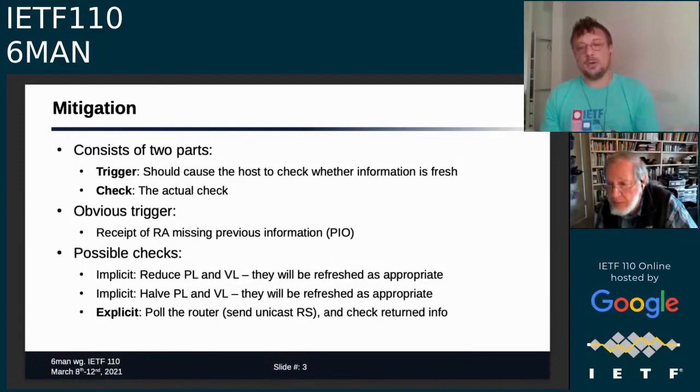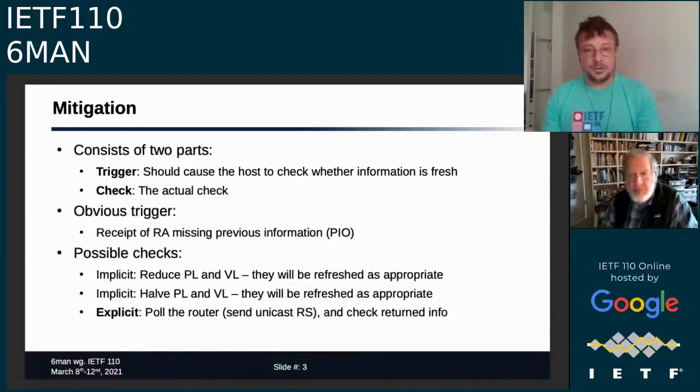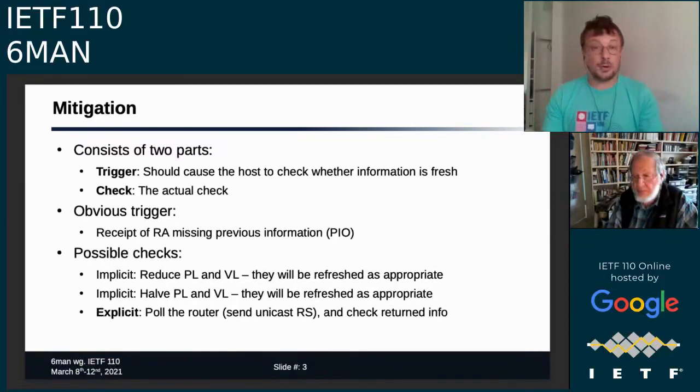Now, what we finally selected to do, which is probably the most conservative option, is an explicit check. So when you receive an RA that is missing information, you essentially schedule sending a router solicitation to the router that sent you the information to double check whether that information is stale or not. If, while you have scheduled the RS, you receive the information, then that's fine. You don't even need to send the RS because the information is there. And in the case that you scheduled sending a router solicitation, and in the meantime you don't receive it, then you do send a unicast router solicitation.